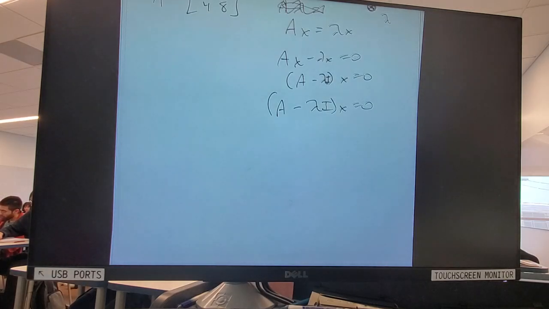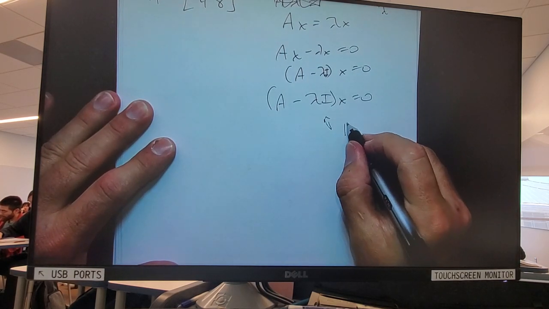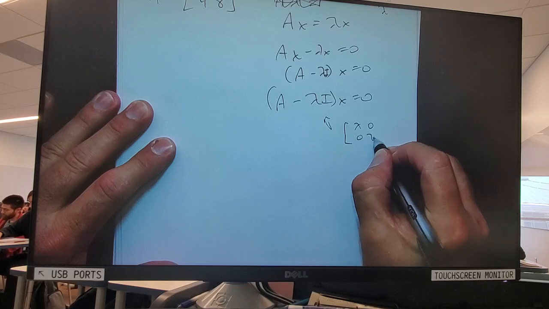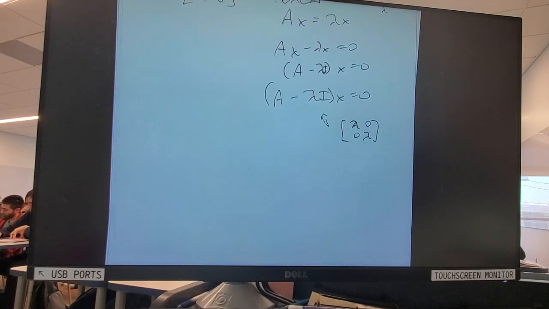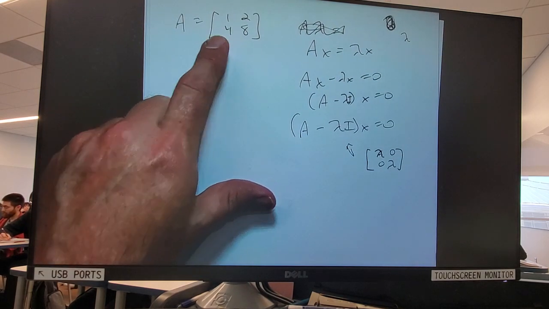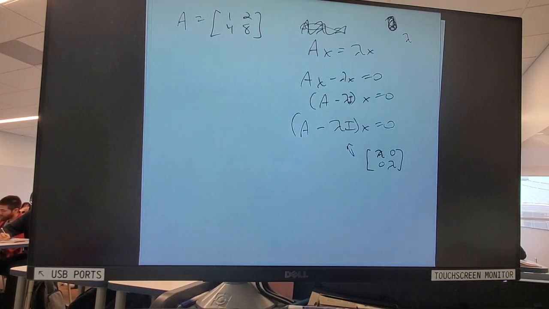Can somebody write, in this situation, what does lambda I look like? No, what does lambda I look like, just by itself? Lambda 0, 0, lambda. Yeah. So lambda I looks like lambda 0, 0, lambda. Oh my God, my lambdas are all over the place. So then, can you guys take a second and write A minus lambda I below this. What does A minus lambda I look like?